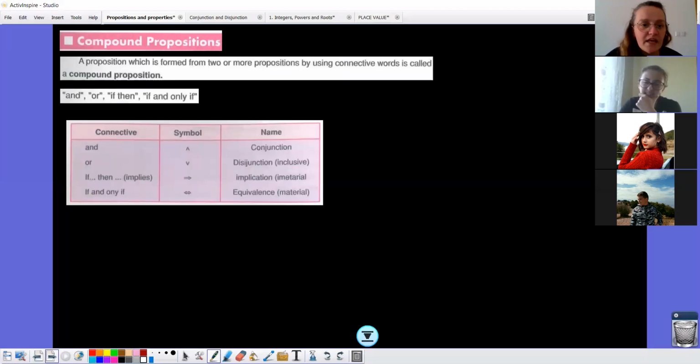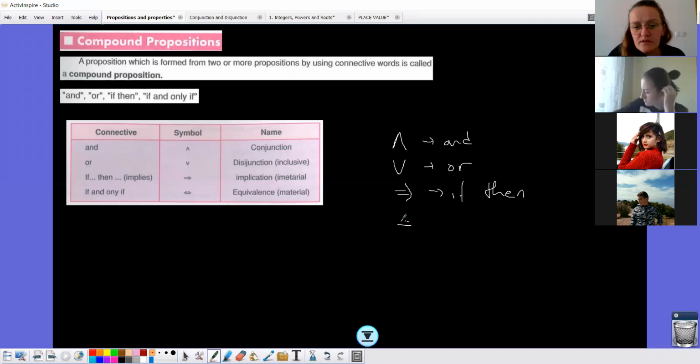And now here, as you see, I have the symbols of the connective words, how we'll use them for this chapter that we are studying. And is like an A without a line. This is and. The opposite of this, upside down, is or. This is if then, the arrow. And this one, the arrow with two sides, is if and only if.